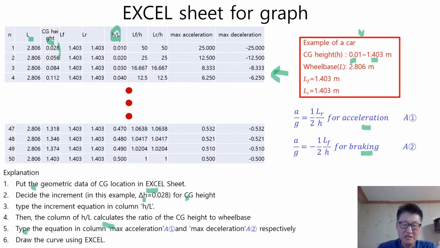And then type the equation in the column here, maximum acceleration A1 and the maximum deceleration A2 respectively. And then now we can draw the curve using Excel.